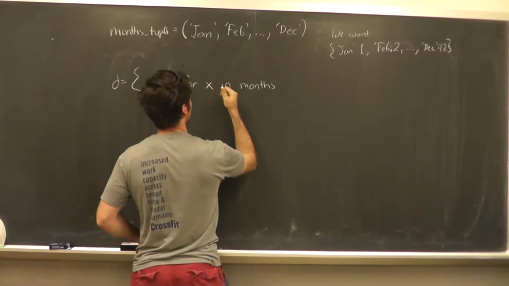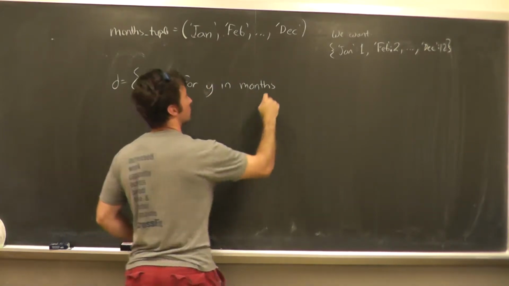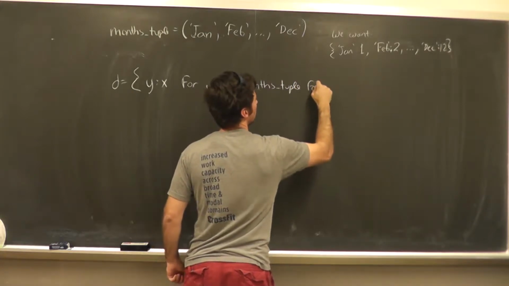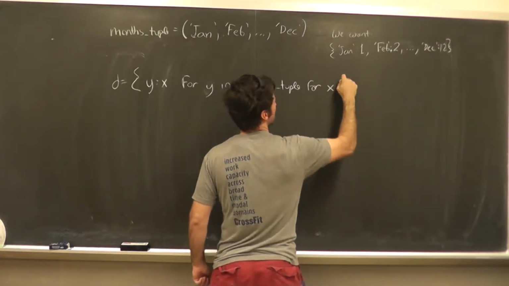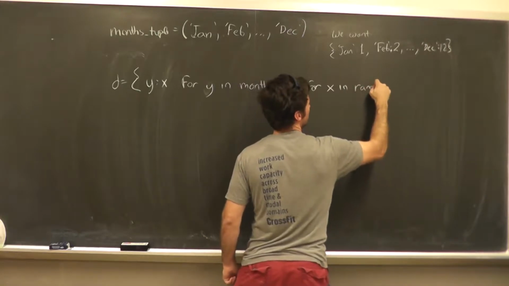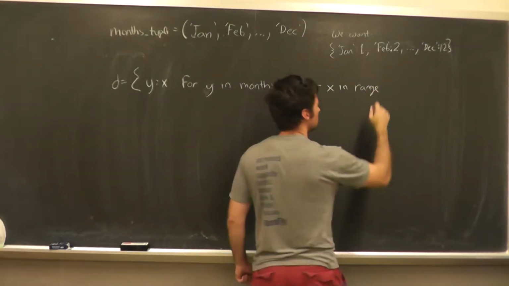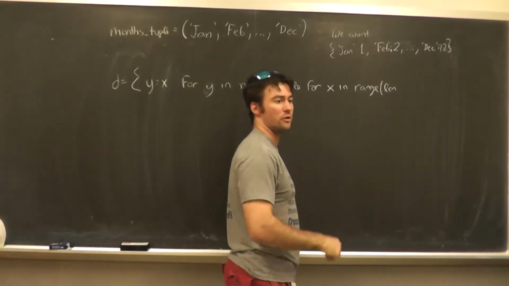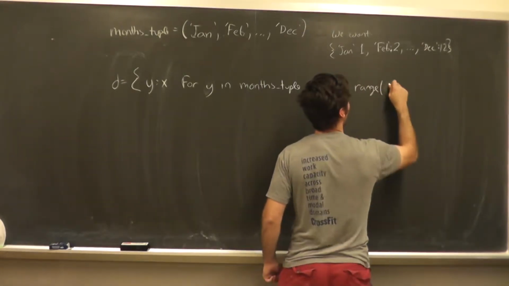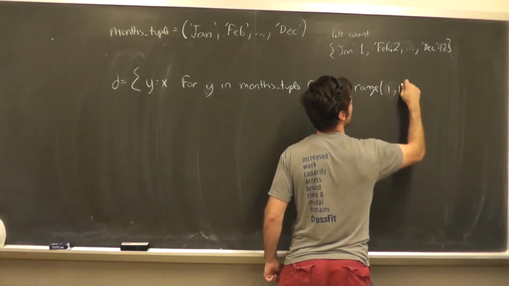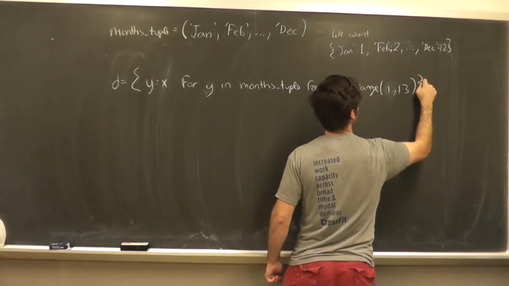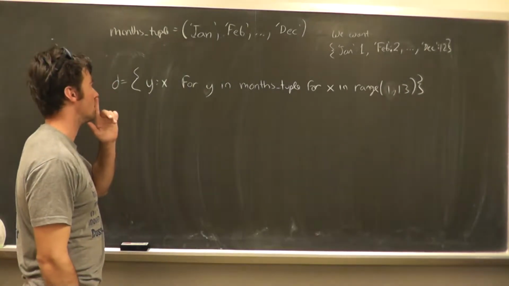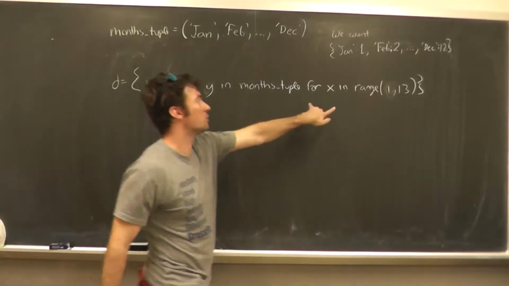Nope, that may be for y in months tuple. For x in range, does that look about right? Yeah. Len of months tuple, maybe plus 1 or something like that. Let's just say range 1 through 13. That's about what we had, right? Yes. Yeah. Okay, and so what this is actually going to do, this is almost like a double for loop.